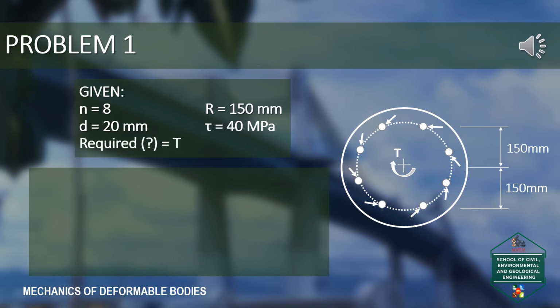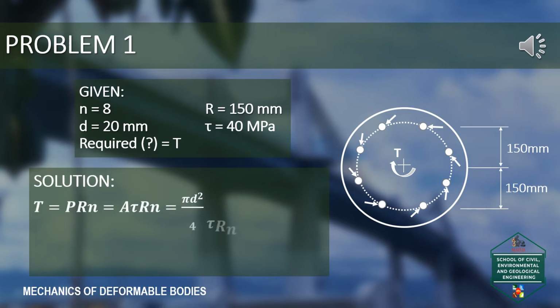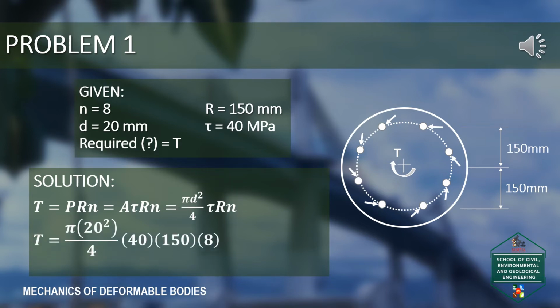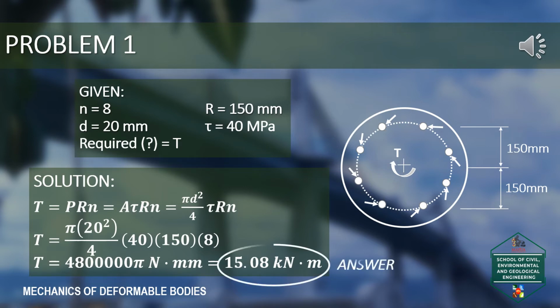As mentioned a while ago, torque capacity is simply equal to P, shear force, times R, radius of the circled bolts from the axis, times N, number of bolts. Substitute shear force P to area of the bolt times shear stress tau, giving us the formula, pi over 4 times d squared times shear stress times R times N. Using the derived formula, simply substitute the given values, thus giving us the torque capacity to be 4,800,000 pi newton-millimeter or 15.08 kilonewton meter.